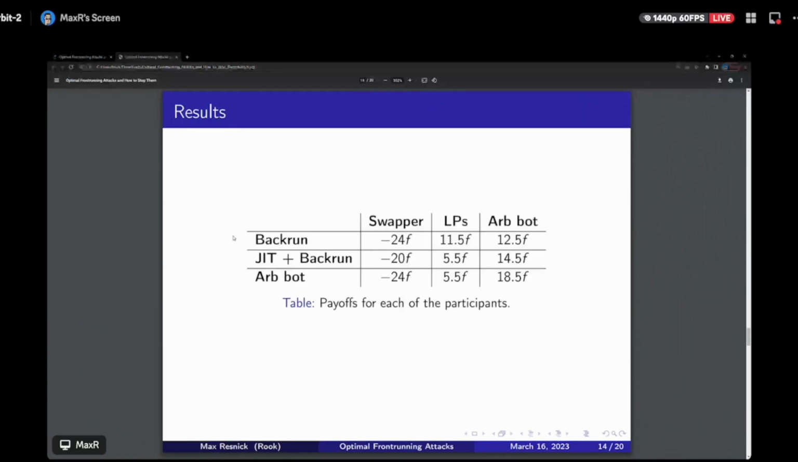Let me leave with a final thought about this. Even though this looks like the swapper isn't any worse off on this one trade from this just-in-time attack, if you look at the long run, the second order effects are that LPs are less profitable, which means they provide less liquidity, which means that swappers actually end up worse off in equilibrium. Here it's the same execution, but this drains the liquidity on the pool, makes it much less desirable to be a liquidity provider, and then the swapper is going to get worse execution down the line.